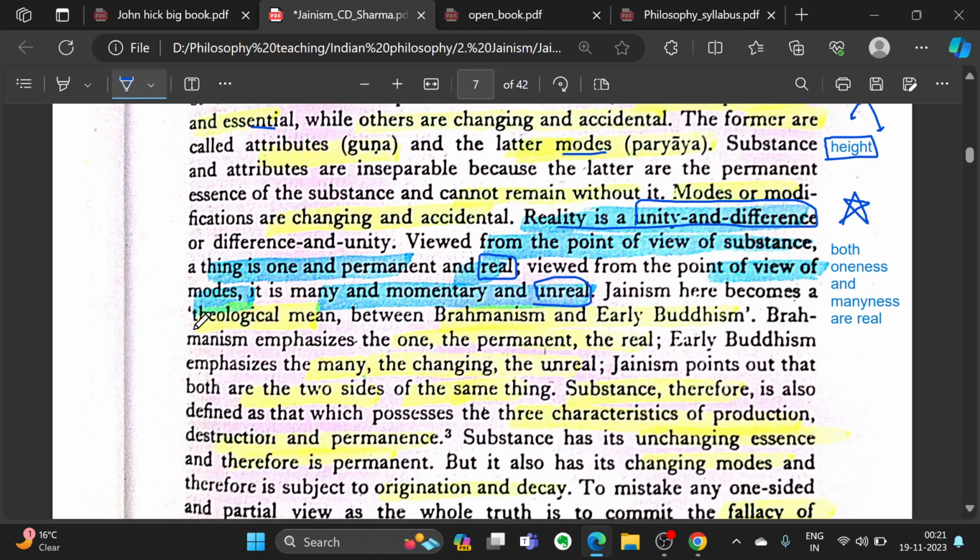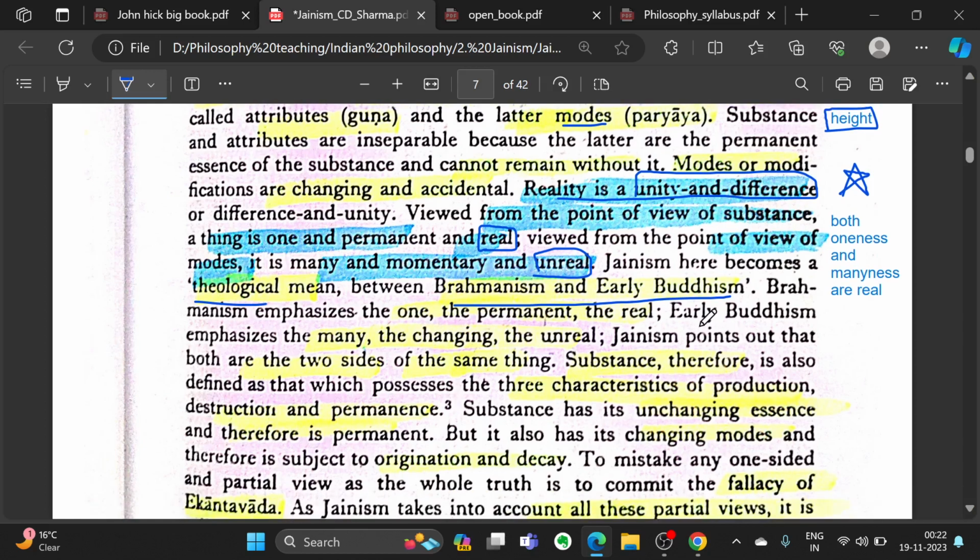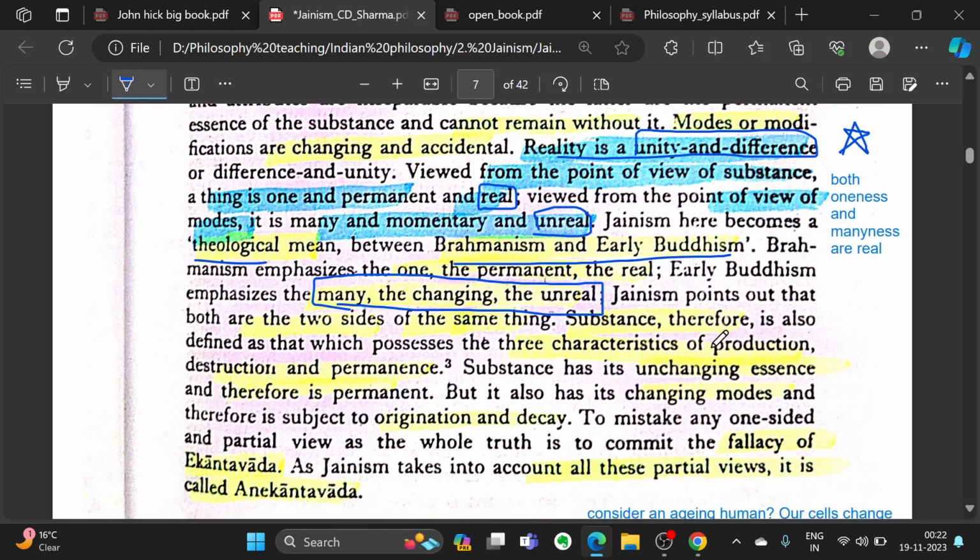Jainism here becomes a theological mean between Brahmanism and early Buddhism. Brahmanism you can equate with Advaita Vedanta, because Brahmanism is nothing but the Upanishads, and Advaita Vedanta is also based on the Upanishads. Brahmanism emphasizes the one, the permanent, the real. You have already seen that in Advaita Vedanta, they emphasize that Brahman is the one permanent and only reality. And early Buddhism emphasizes the many, the changing, the unreal. You will come across early Buddhism in the next chapter. Jainism points out that both are two sides of the same thing. Sticking with their Anekantvada view, they say that both these things are true, but from different perspectives.